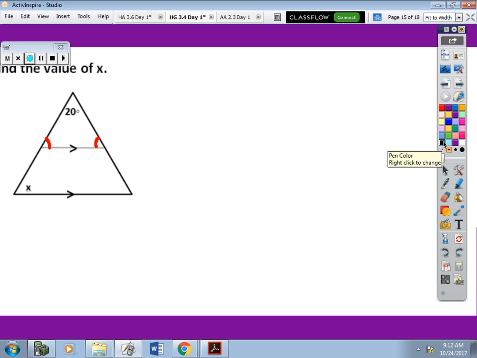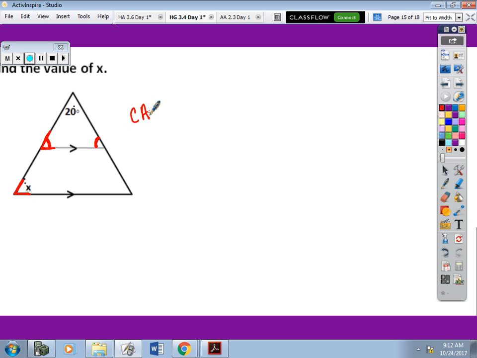So they ask us to find the value of x. Normally we would think, okay, well, I could use triangle sum, right? And 20, and then this, and then, uh-oh, I don't know what this is. Okay. Now we do notice these two angles are marked as congruent. What type of angles are these? Notice we have parallel lines. How can we classify those angles? Okay, alternate interior, same side interior, alternate exterior. Right? These are corresponding angles.